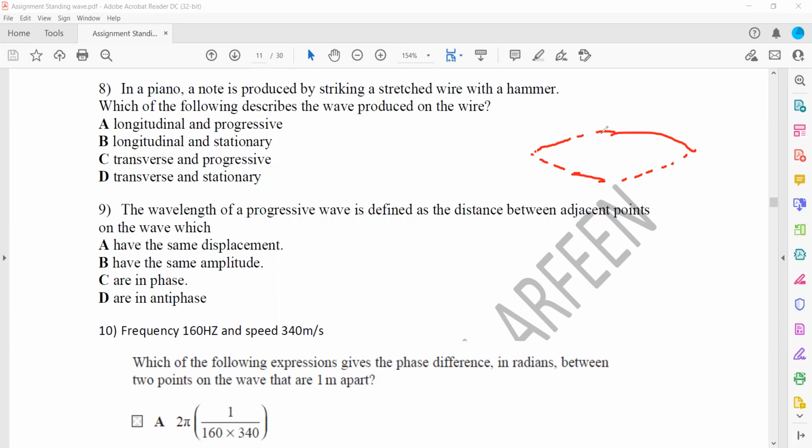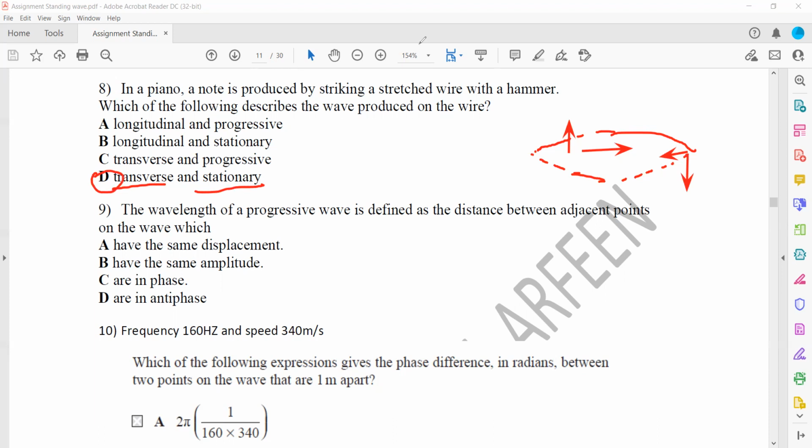And because a particle vibrates perpendicular to the direction of the energy transfer, we can say that it is transverse as well. So it is transverse and stationary or standing wave, because a wave in a string is a transverse wave.